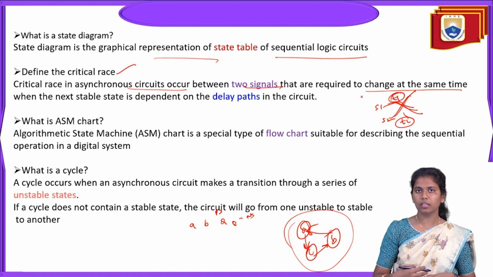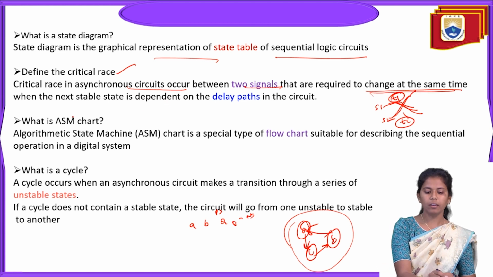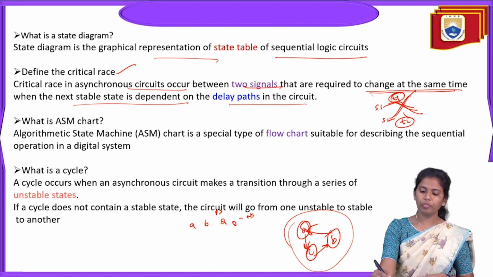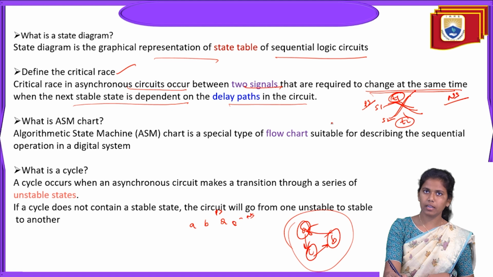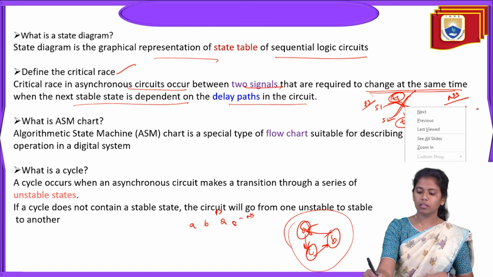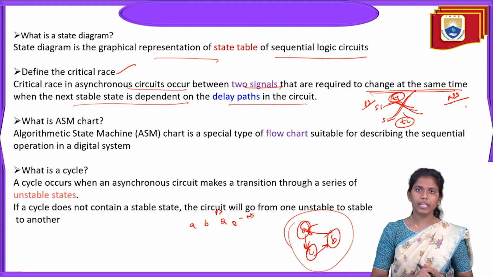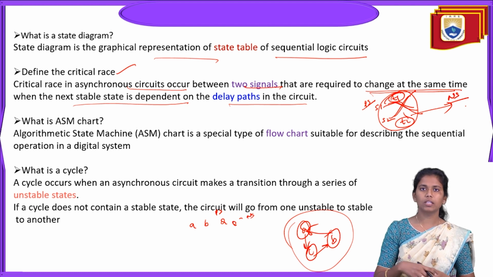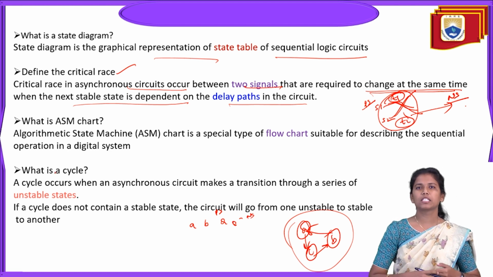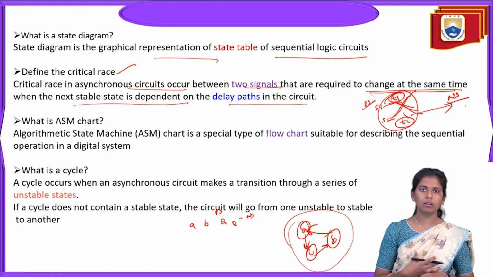If two signals are required to change at the same time, then this is a critical race, where the next stable state is dependent on the delay path in the circuit. The next state is dependent on the present state. If some problem occurs in the present state, the next state has to wait, and unless the present state is cleared, the next state output is not observed. That is the critical race. Most of the time we observe critical races in asynchronous sequential circuits, whereas in synchronous sequential circuits, no hazards and no critical race can be observed.